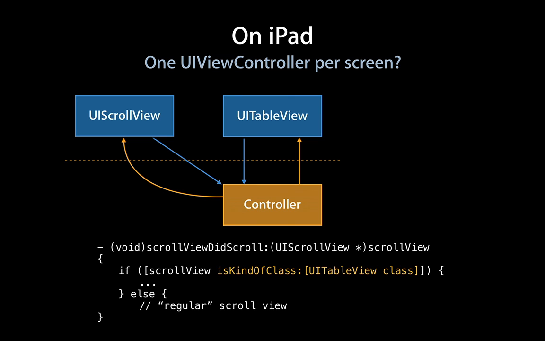So now, if you had a scroll view did scroll method implemented in this one controller, you would probably need to write a line of code like this. Okay, well, all right, so if the scroll view is the table view, then I need to do the table stuff. And if it's the scroll view, then I need to do the scroll view stuff.